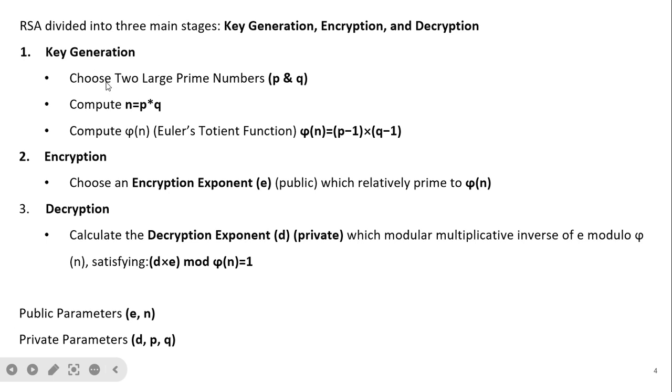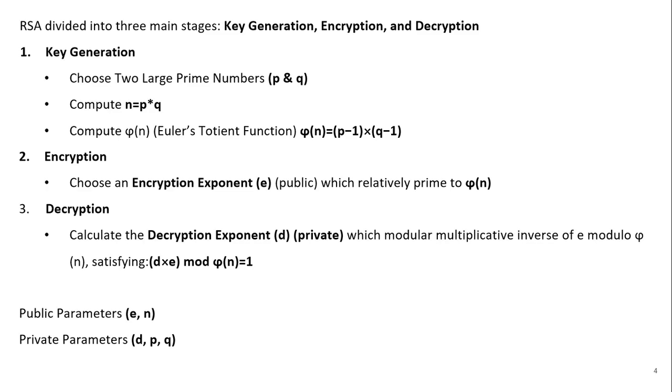Key generation. The first step is to select two large prime numbers p and q and compute n. For example, when A wants to send an encrypted message to B, the key generation step takes place at B. B chooses the two large prime numbers p and q, computes n equal to p times q, then computes phi of n.